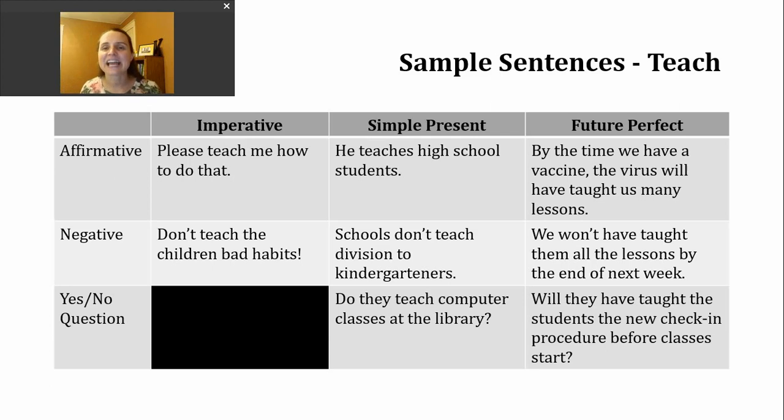Finally, let's take a look at a yes or no question in the future perfect. To make this, we're going to start with will, then our subject, then have, and the participle. Here's an example. Will they have taught the students the new check-in procedure before classes start? So many schools are adopting new ways to do health checks for students before classes begin, to stop the spread of COVID-19.